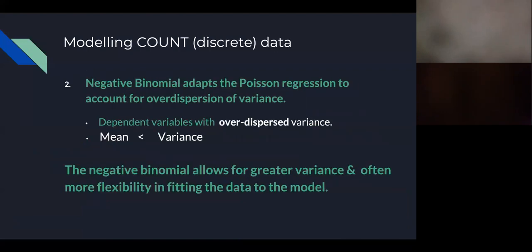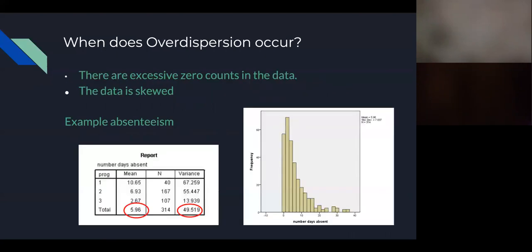This is when negative binomial regression comes in. Negative binomial regression is a generalization of Poisson regression, which loosens the restrictive assumption that the variance is equal to the mean. It assumes the dependent variables have overdispersed variance. In other words, the variance is greater than the mean. Because the negative binomial allows for greater variance, it often provides more flexibility in fitting the data to the model. So when does the overdispersion occur, requiring a negative binomial method?